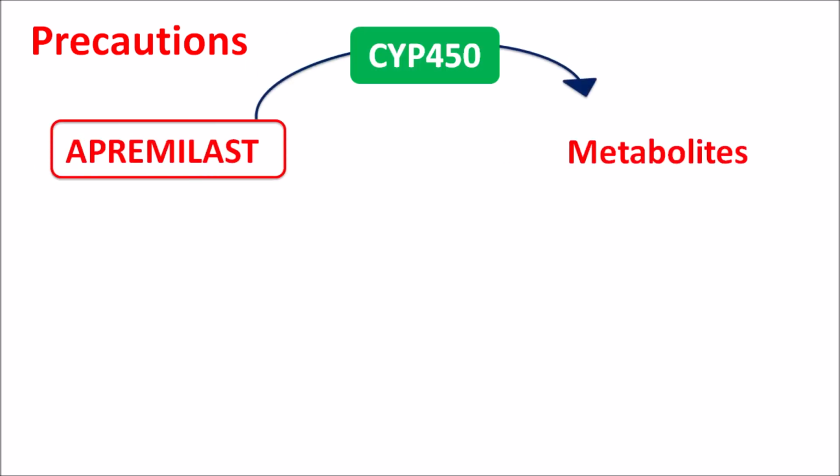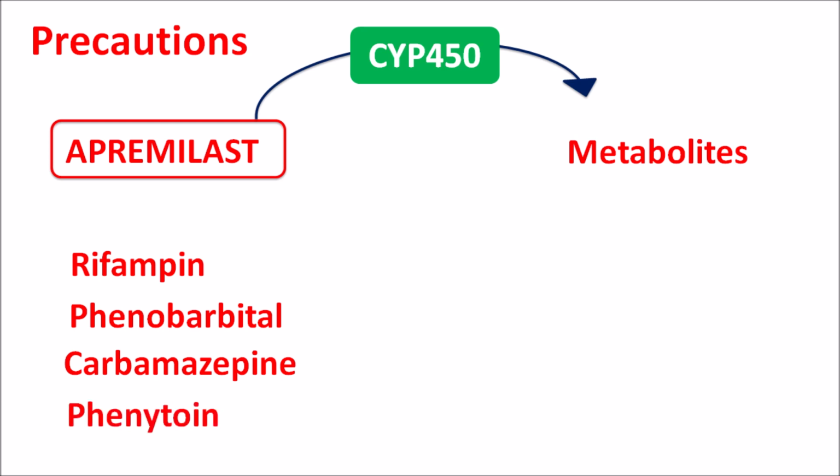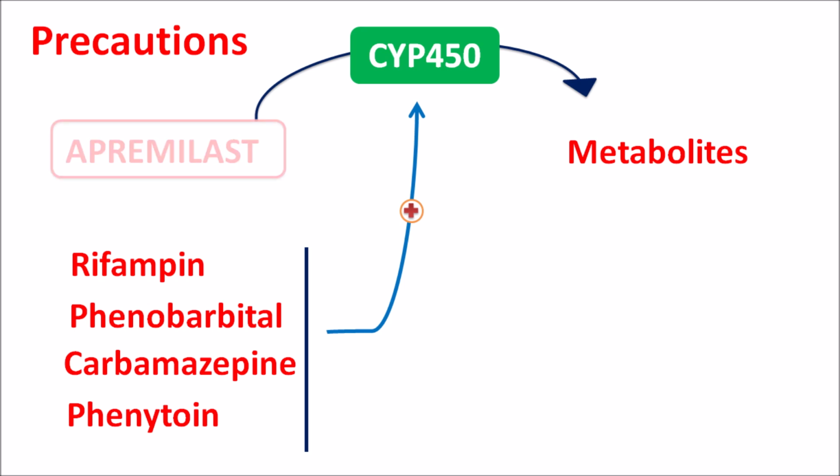Another important precaution is that Apremilast is going to be converted into its metabolites by the cytochrome P450 system. So if you have the metabolic enzyme inducers such as rifampin, phenobarbital, carbamazepine, phenytoin, all these drugs can increase the activity of CYP450 enzyme, which results in the increased metabolism and decreased levels of Apremilast. So this results in the loss of activity. So with these enzyme inducers, co-administration of Apremilast is not preferred.